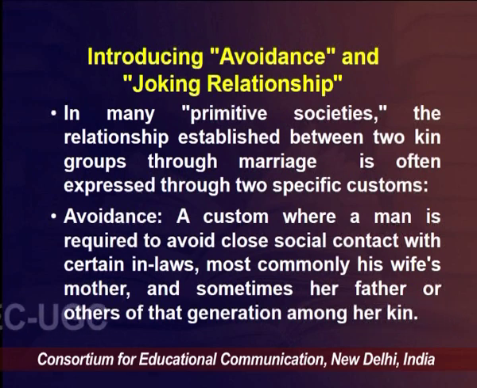The relation of avoidance is a custom where a man is required to avoid close social contact with certain in-laws, most commonly his wife's mother, sometimes her father or others of that generation among her kin. In many other societies, even in the present society, we can look at the kinship system in North India. The relation of avoidance is where the daughter-in-law avoids close contact or even appearance before all the men of her husband's family.